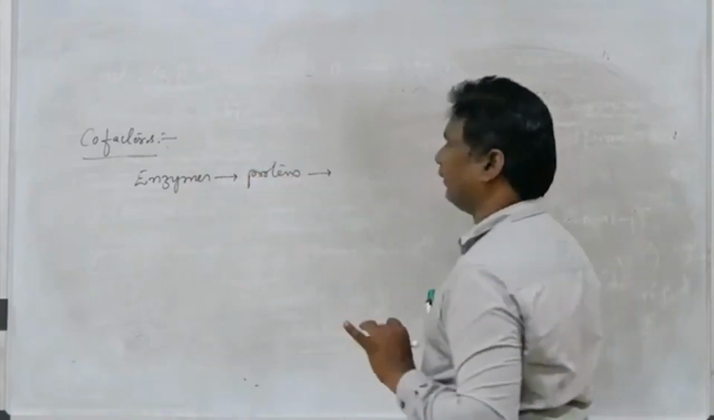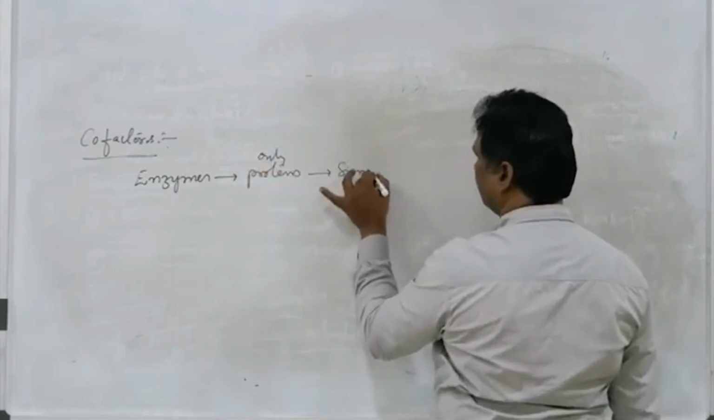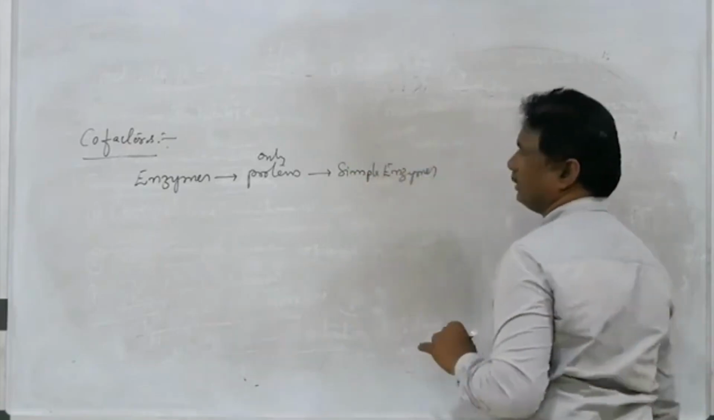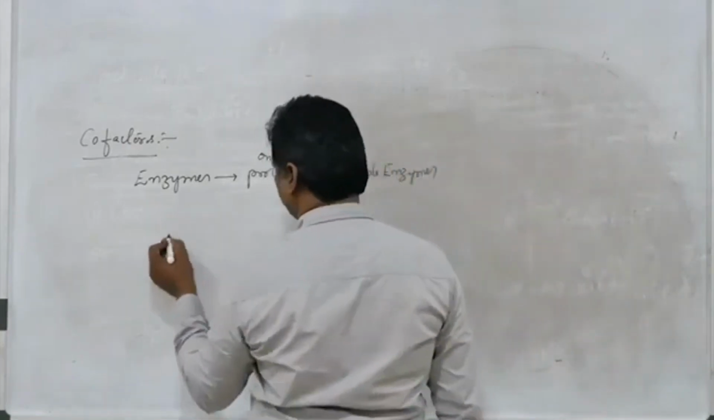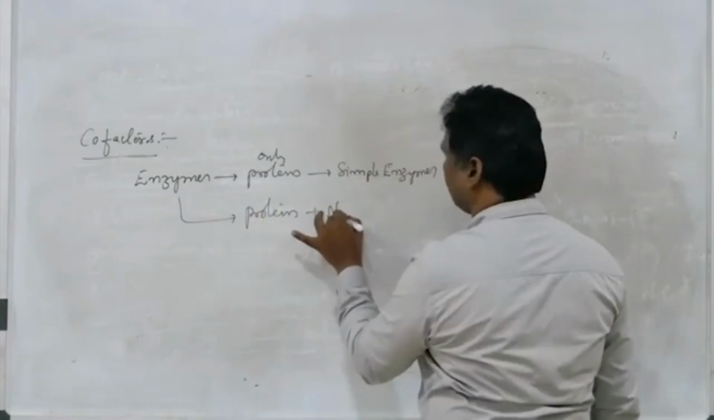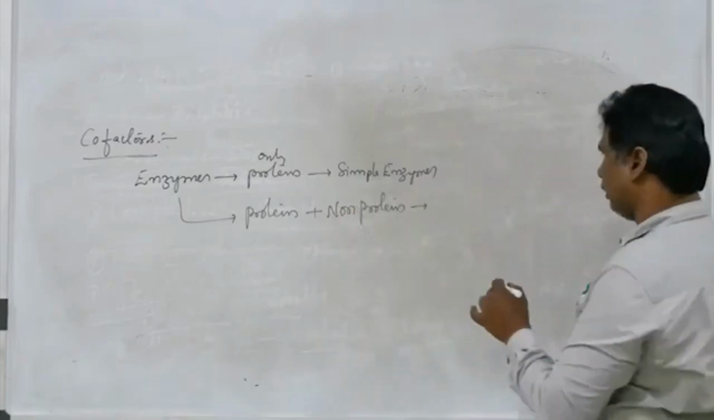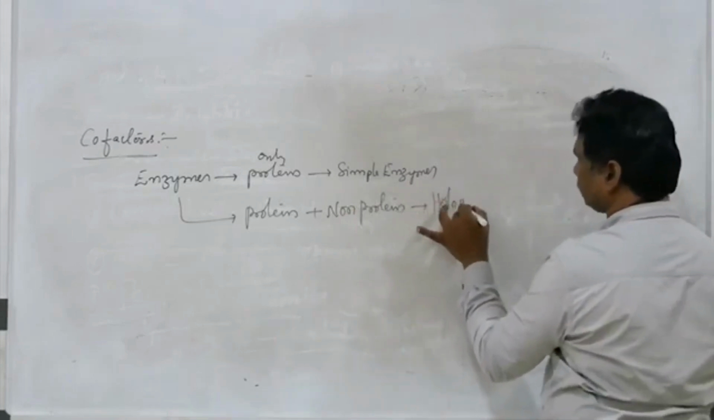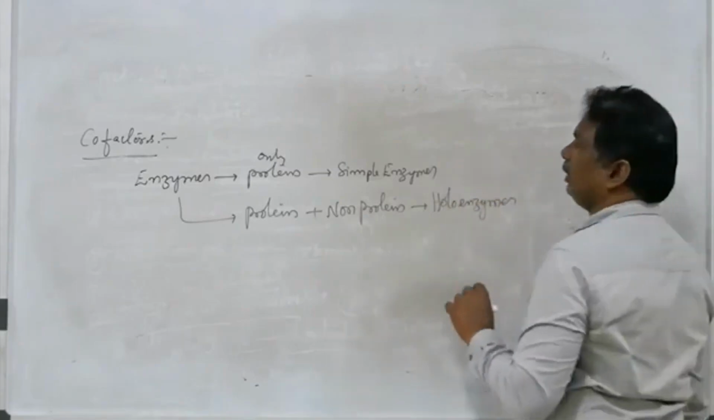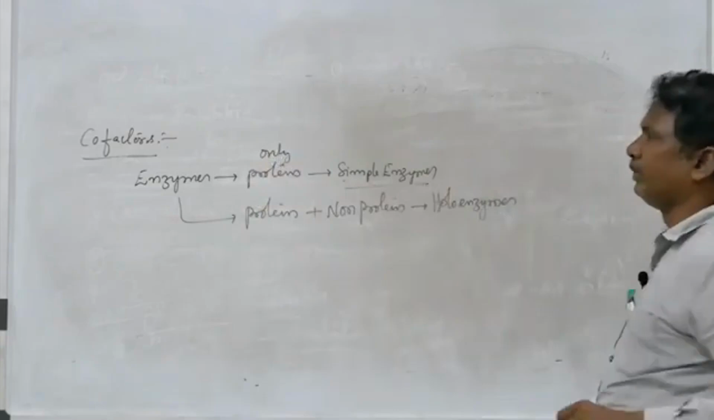If the enzymes are made up of only proteins, those are called simple enzymes. So sometimes that enzyme having a proteinous part and also a non-proteinous part, such types of enzymes are called holoenzymes. Generally, if an enzyme is made up of only proteins, those enzymes are called simple enzymes.